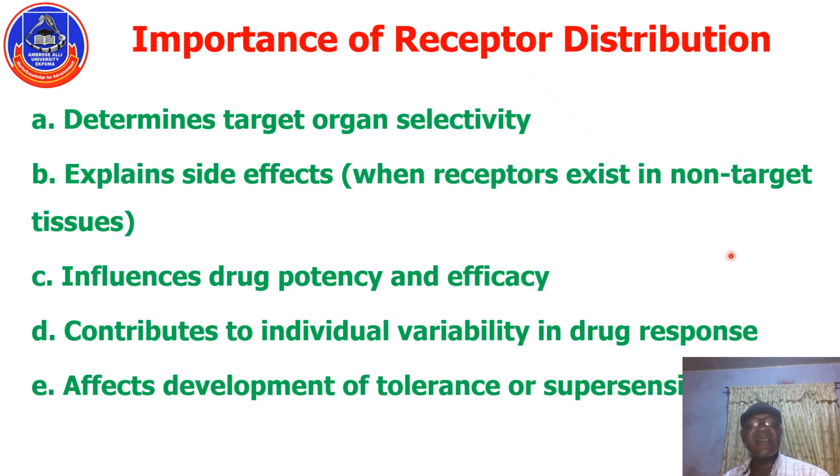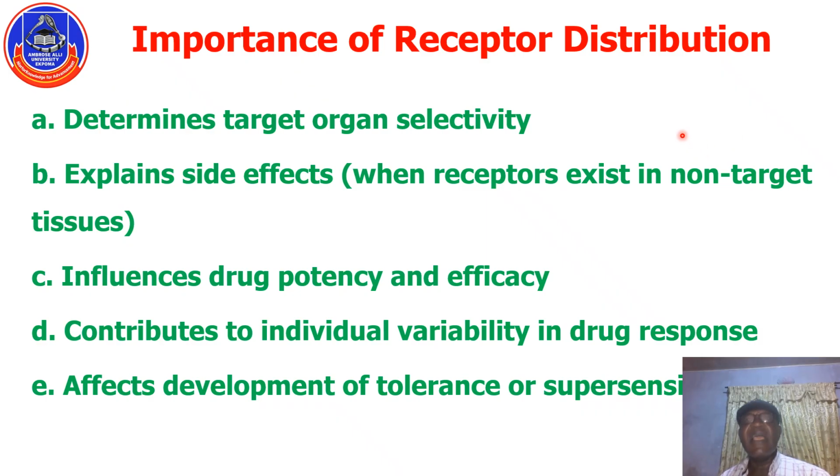Now, what is the importance of receptor distribution? It determines target organ selectivity, explains side effects, that is, when receptors exist in non-target tissues. Now, I hope you can explain when they say side effects. Now, a receptor could be responsible for producing side effects.